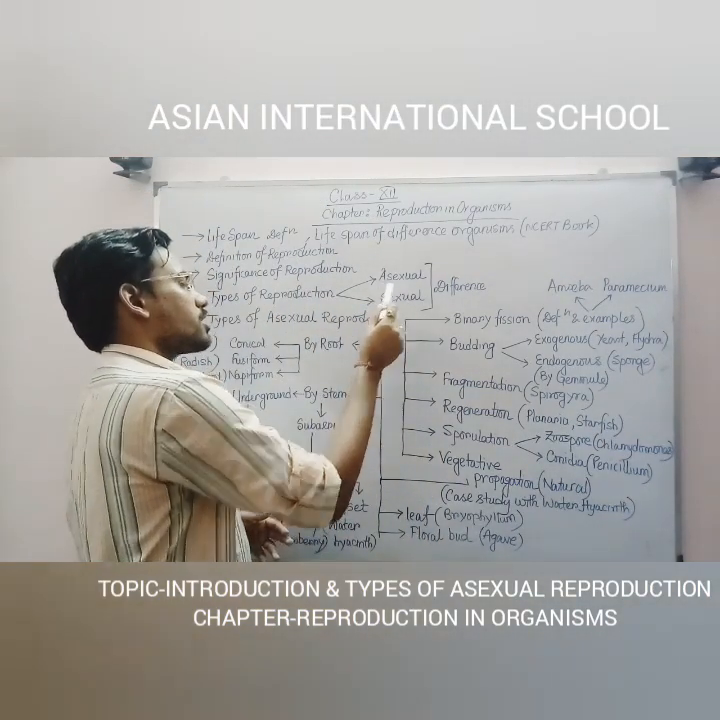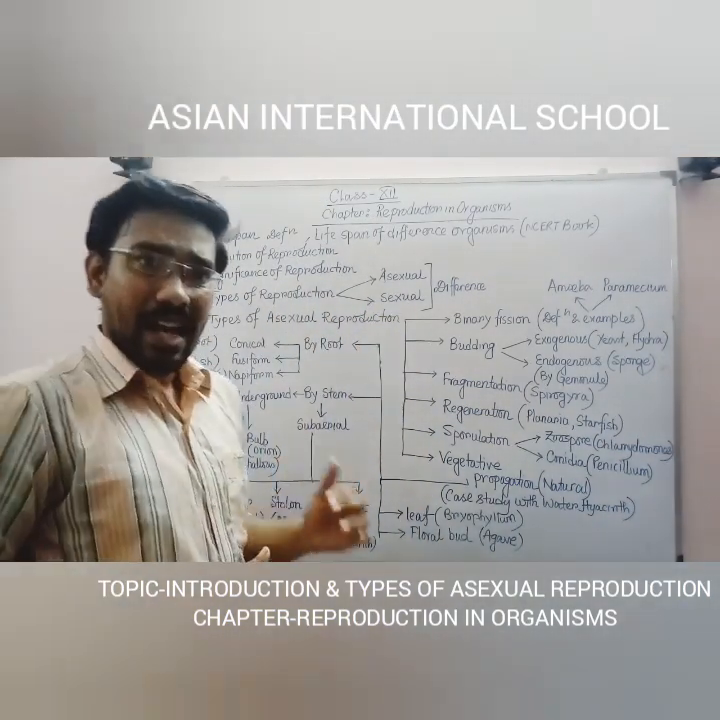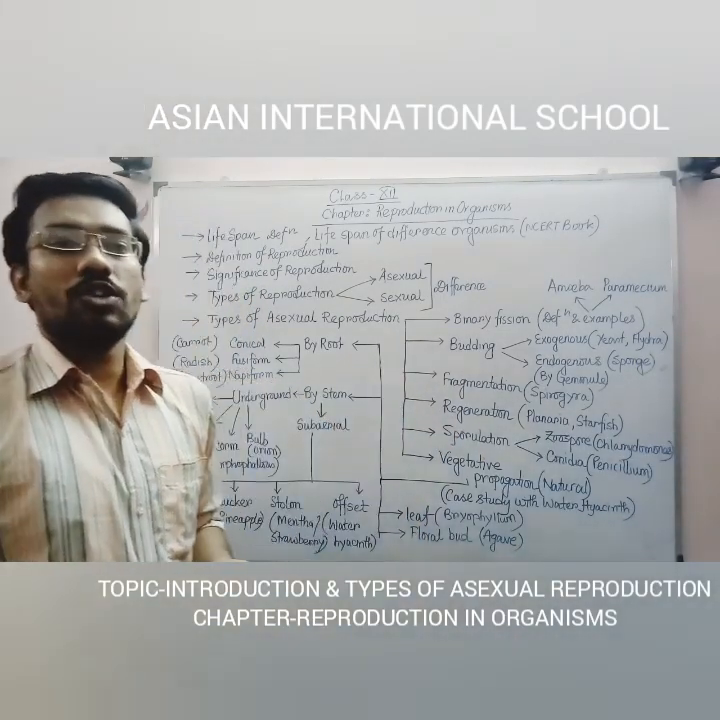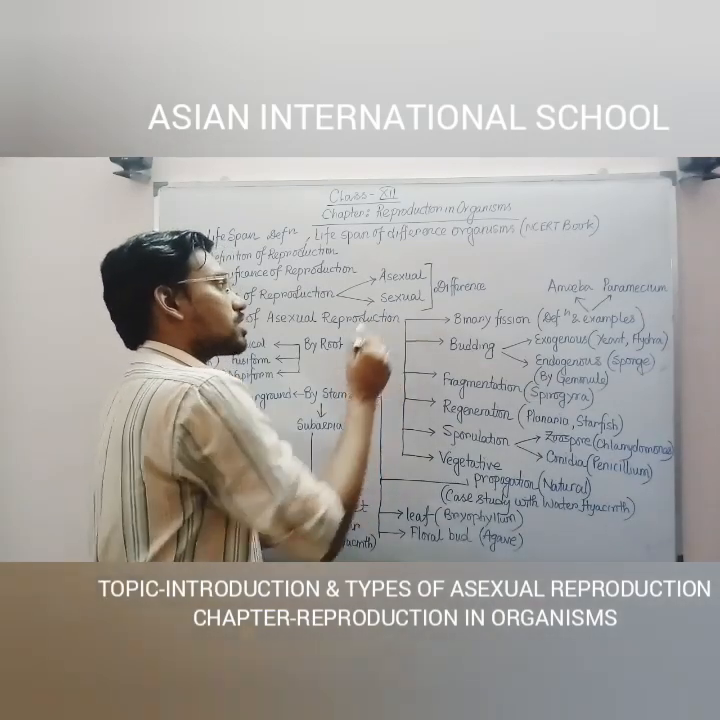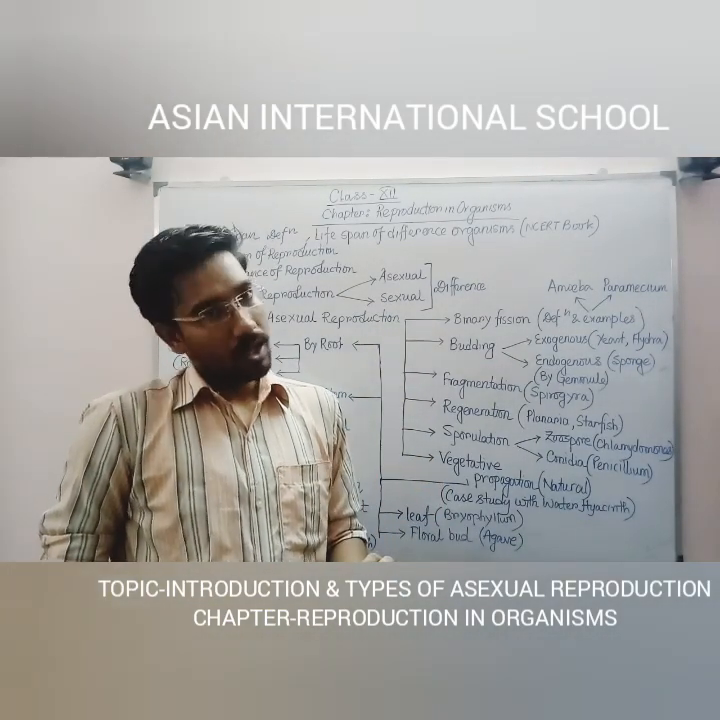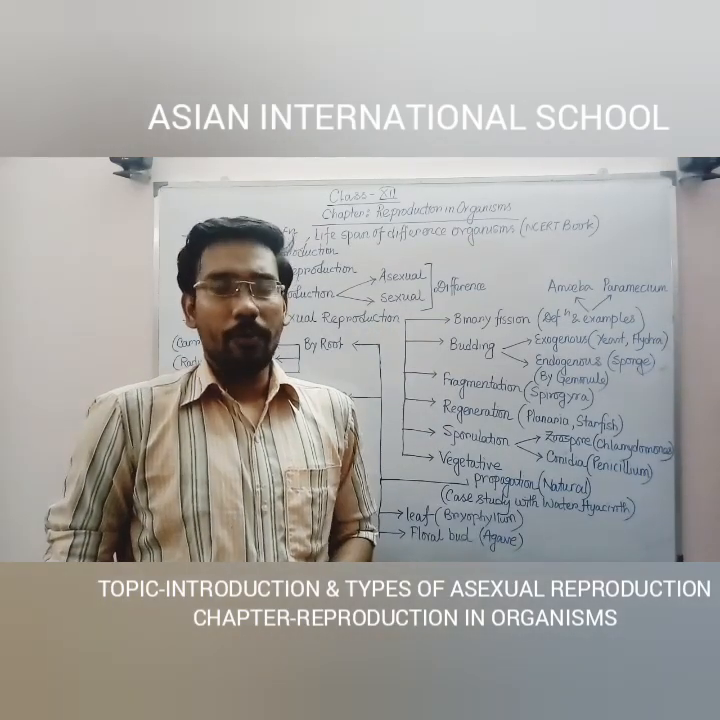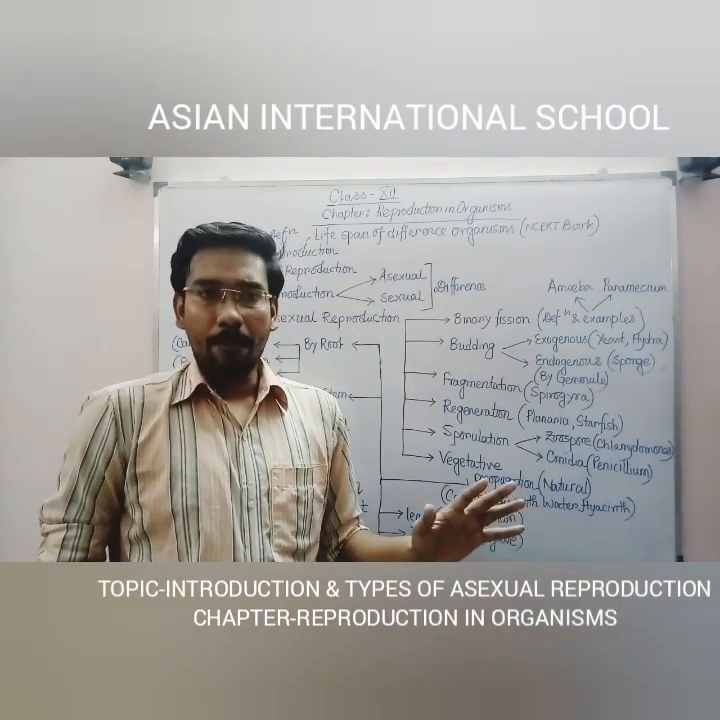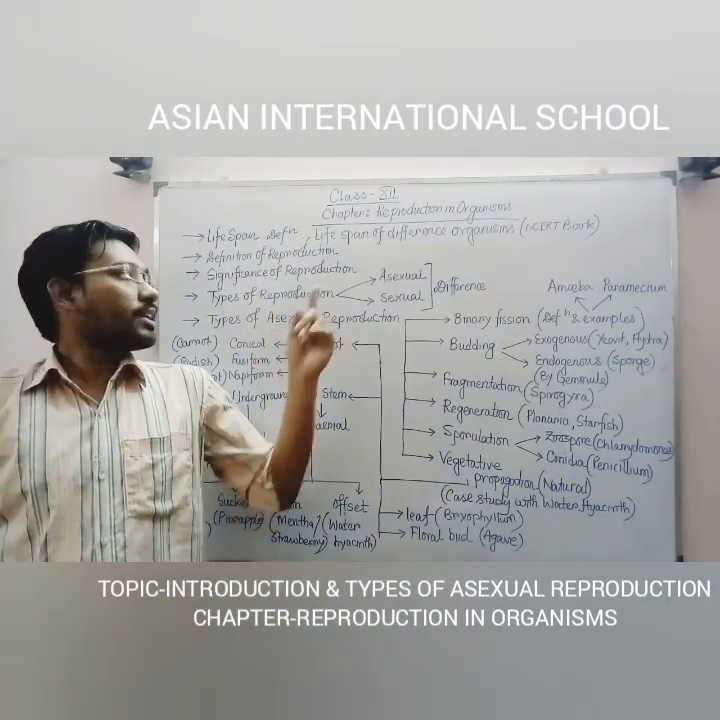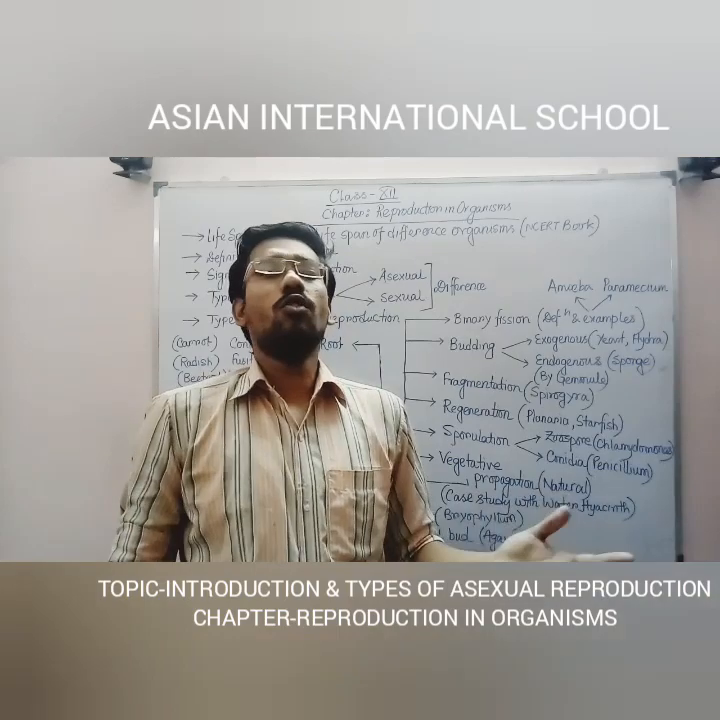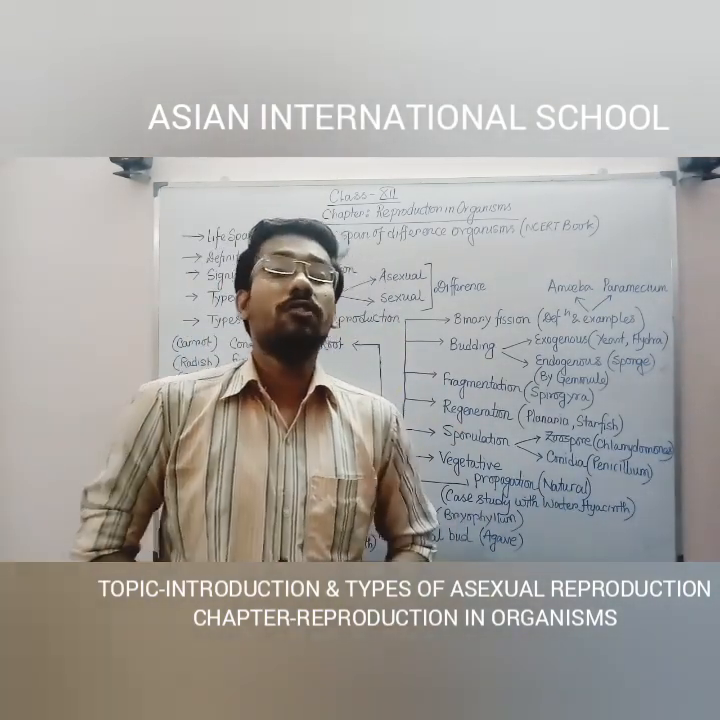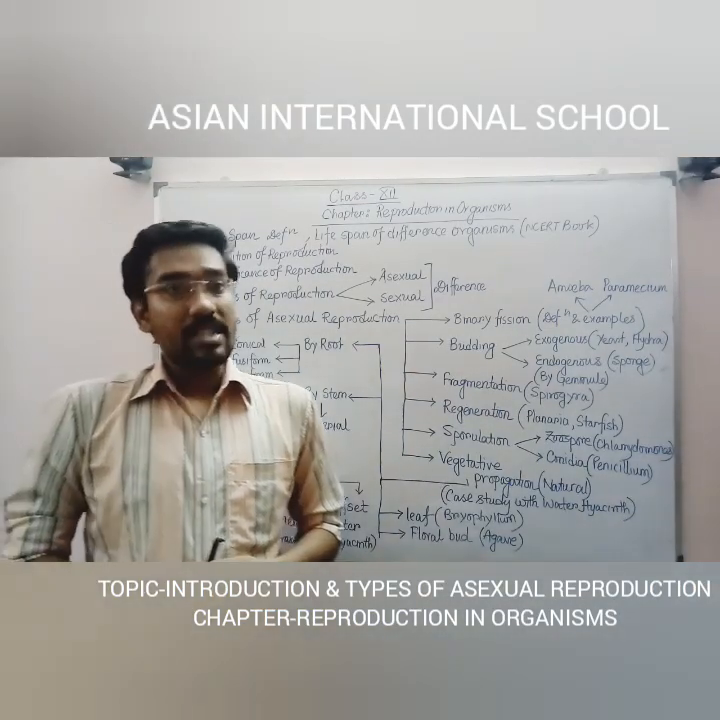Asexual reproduction is a type of reproduction where sex cells or gametes, that is the male gamete sperm and the female gamete ovum, are not involved. But in sexual reproduction, sex cells or gametes are involved. Clear? So in asexual reproduction gametes are absent, and in sexual reproduction gametes are present. In asexual reproduction there is no fusion of gametes, but in sexual reproduction the fusion, or fertilization, of gametes happens.